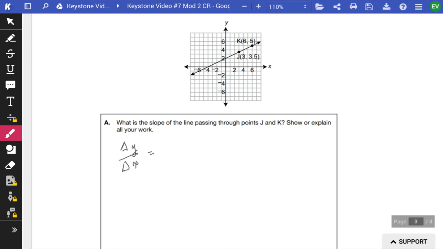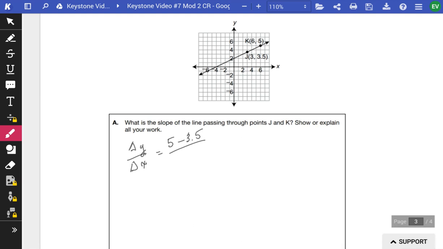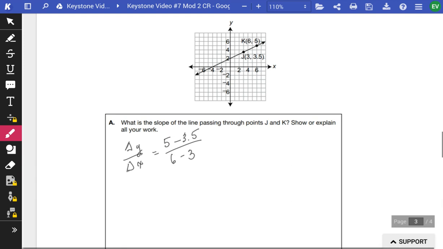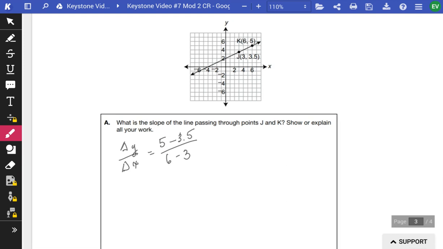So we can do 5 minus 3.5. Those are our Y values. And 6 minus 3. So 5 minus 3.5 is 1.5. 6 minus 3 is 3. We don't like fractions in our slope, so I'm going to multiply both of these by 2. So 3 over 6, which is 1/2. So that's our slope.